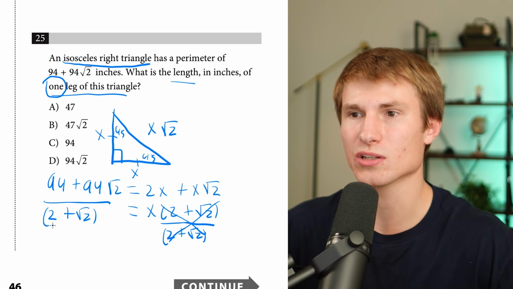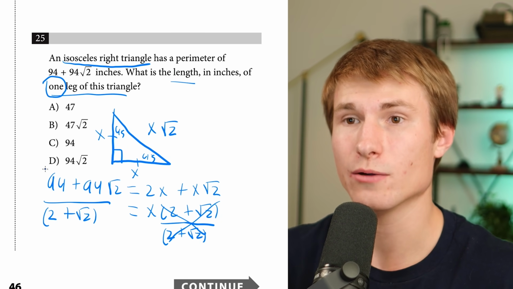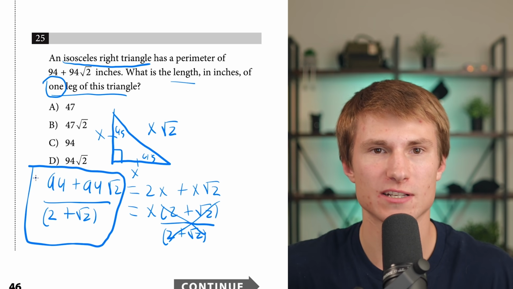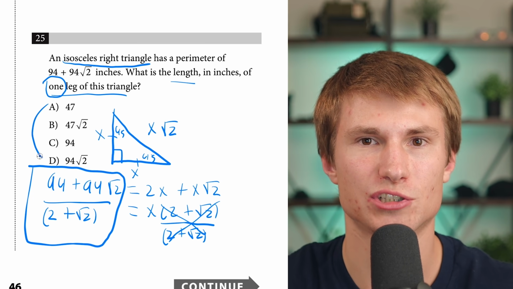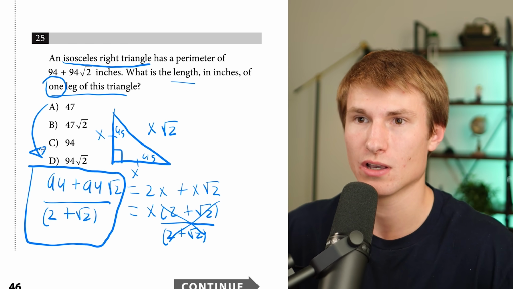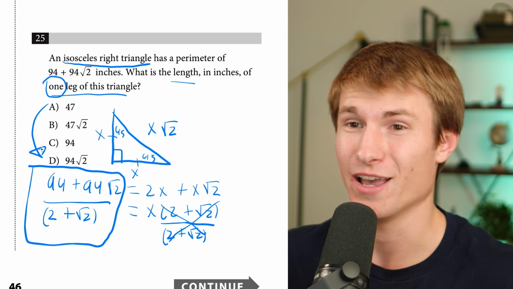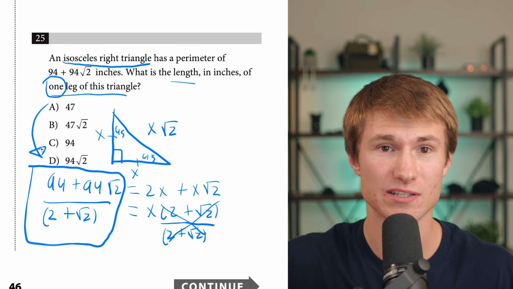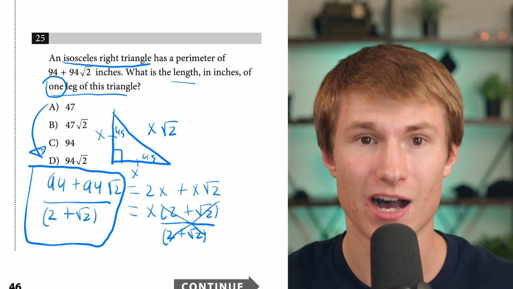Now, since this is multiple choice, what I would do at this point is put this right here in my calculator. I'd get whatever it is as a decimal, and then I would check A through D and find the answer. That is the fastest way to do it since it's multiple choice. So that's what I would 100% recommend. That's a strategy you should use on multiple choice.